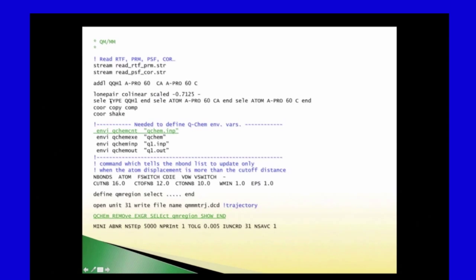And then for the command, you have to give it which three atoms you want, right? So I'm not going to go into CHARMM atom selection. Obviously, this is a much longer topic, but the CHARMM tutorial does do this.